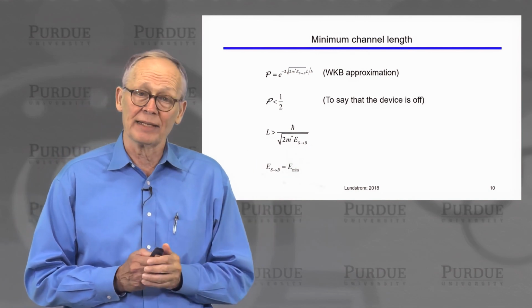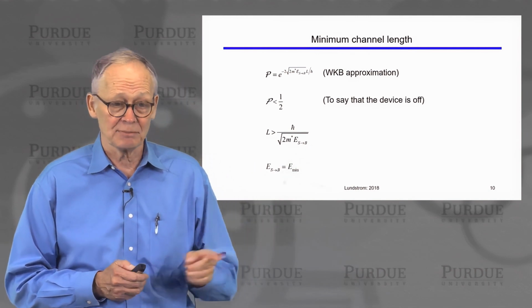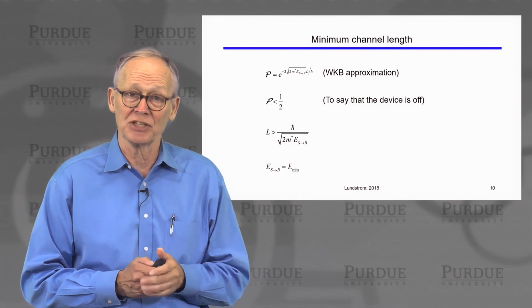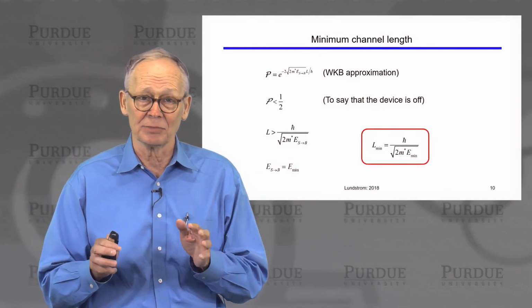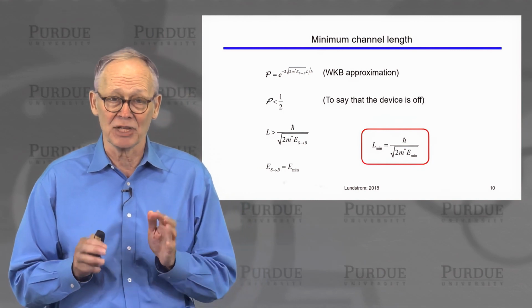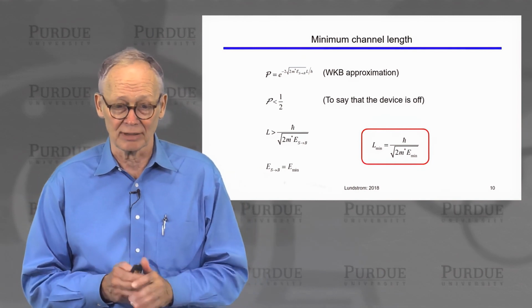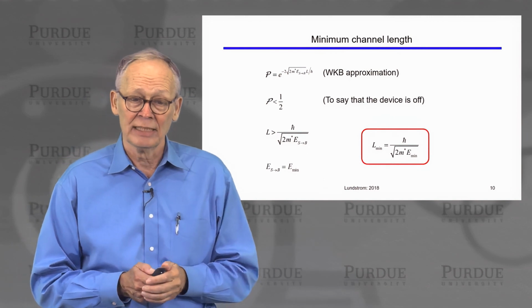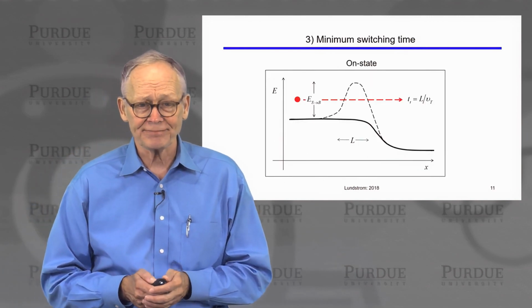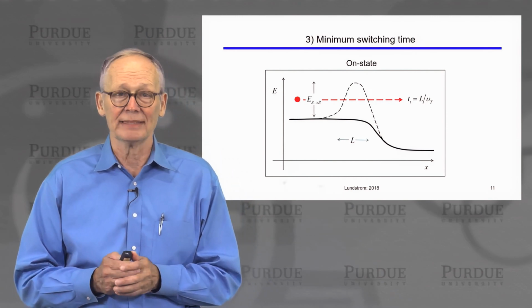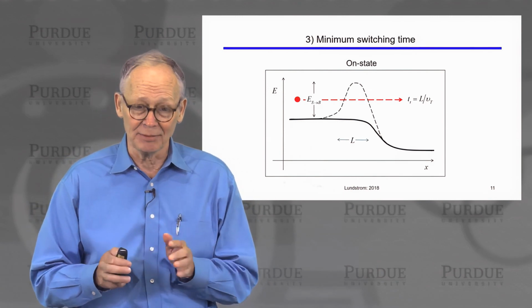Now, we will make that energy barrier as small as we can. We'll make it the minimum switching energy height so that everything is symmetrical. And then we arrive at a fundamental definition of the minimum channel length due to quantum mechanical tunneling. We have a simple expression here. It's related to the minimum switching energy. Third limit, what is the minimum switching time?